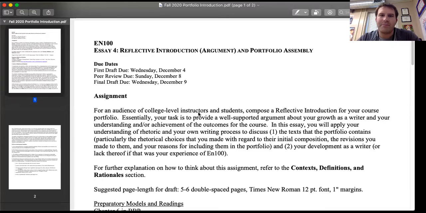Let's talk about the final, the reflective introduction argument in the portfolio assembly. It's a little bit confusing because a portfolio is a collection of work, and you already have that with your literacy narrative, your informative essay, and your observation essay. All three of those are your collection of work. You're going to write an introduction for this, where you're going to introduce your portfolio and talk about how you grew as a writer, and that's what this final is about.